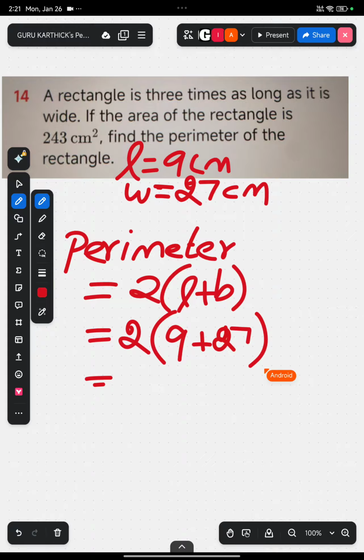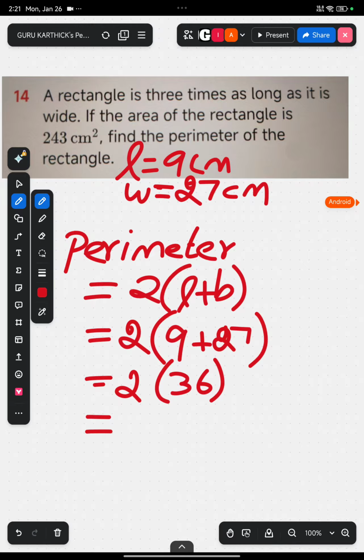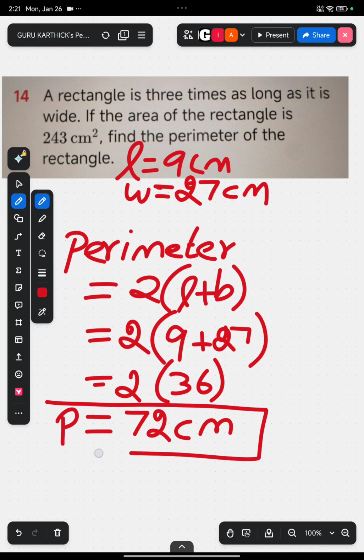27 plus 9, that will be 36. What is 36 times 2? 36 into 2. 36 times 2 என்னது? 72. பெரிமீட்டர் தான், ஸ்கொயர் யூனிட்ஸ் எல்லாம் எதுவும் கிடையாது. நார்மல் யூனிட் சென்டிமீட்டர். So perimeter is equal to 72 சென்டிமீட்டர். ஈஸியான ஒரு சம். It is a multistep word problem, but easy sum.